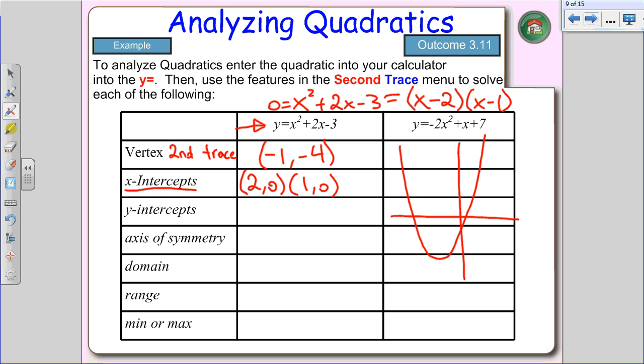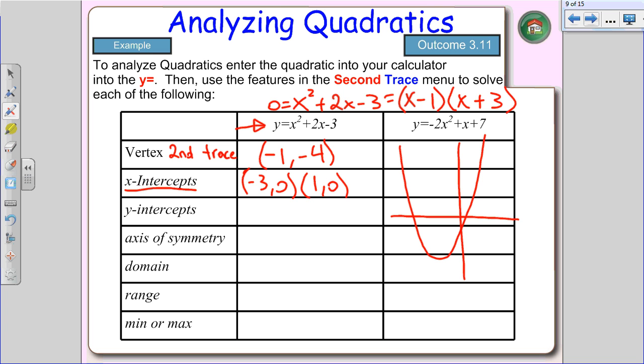That doesn't work. Oh, sorry. I factored that too quickly in my head. Let's go back. Those numbers don't multiply to be -3. So we have x minus 1, x plus 3. There we go. Factored that a little too quickly in my head. So we have our answer of -3, 0, and 1, 0. Those are your x-intercepts. There's a way to do it on your calculator as well.